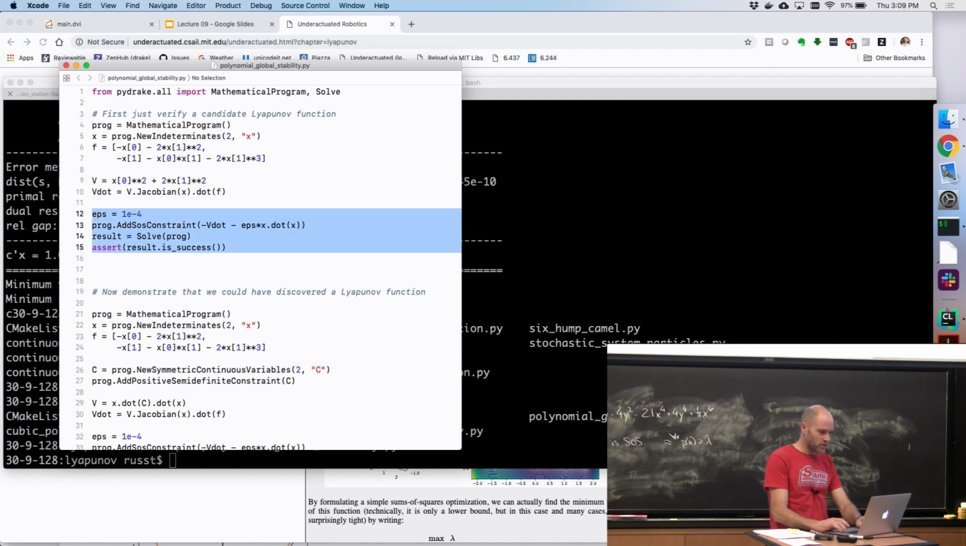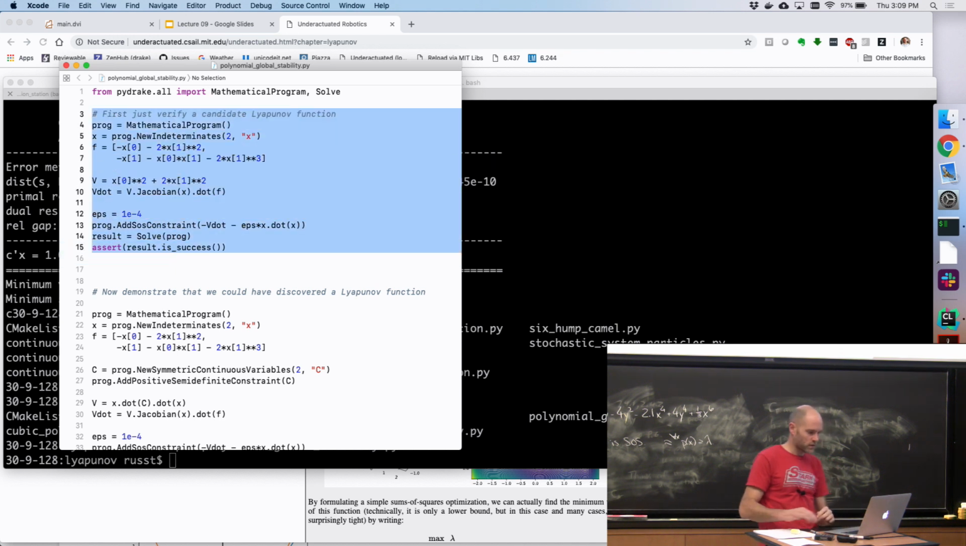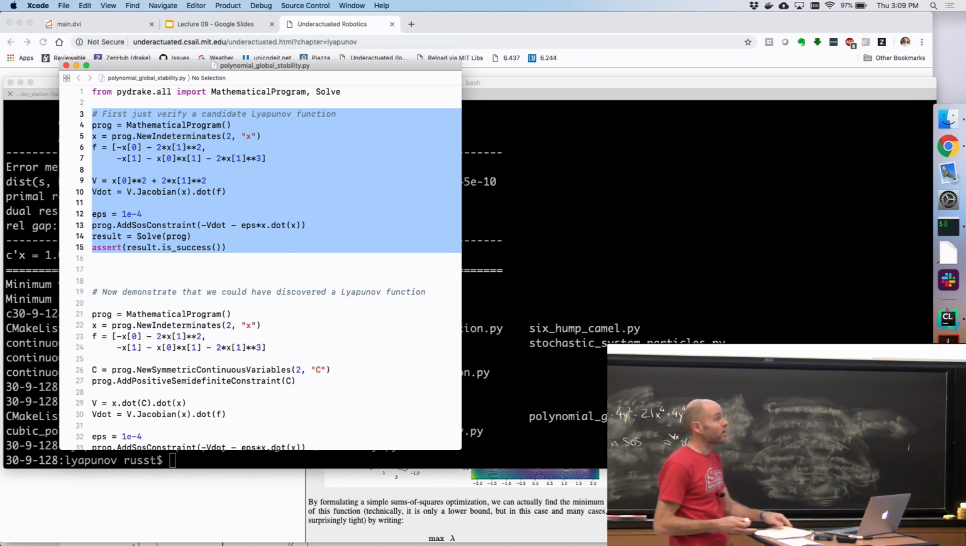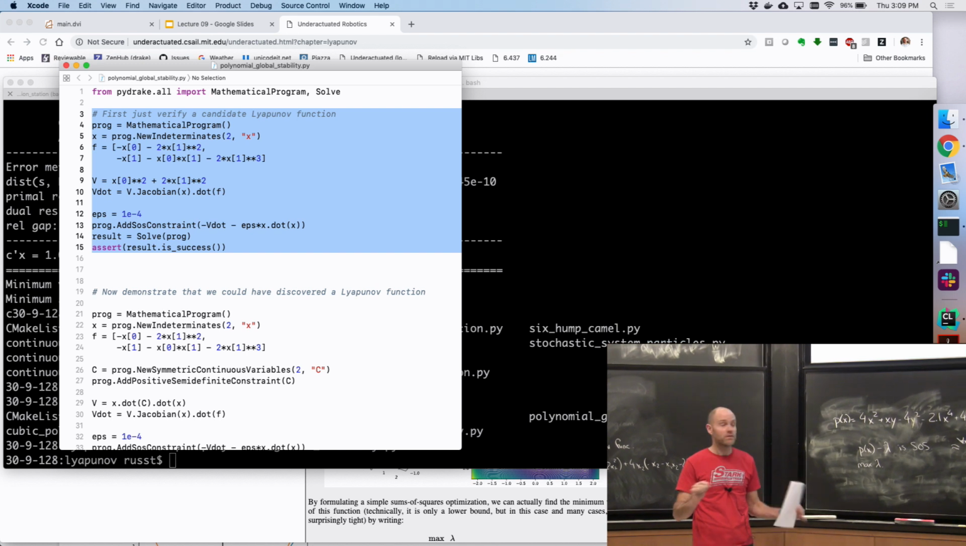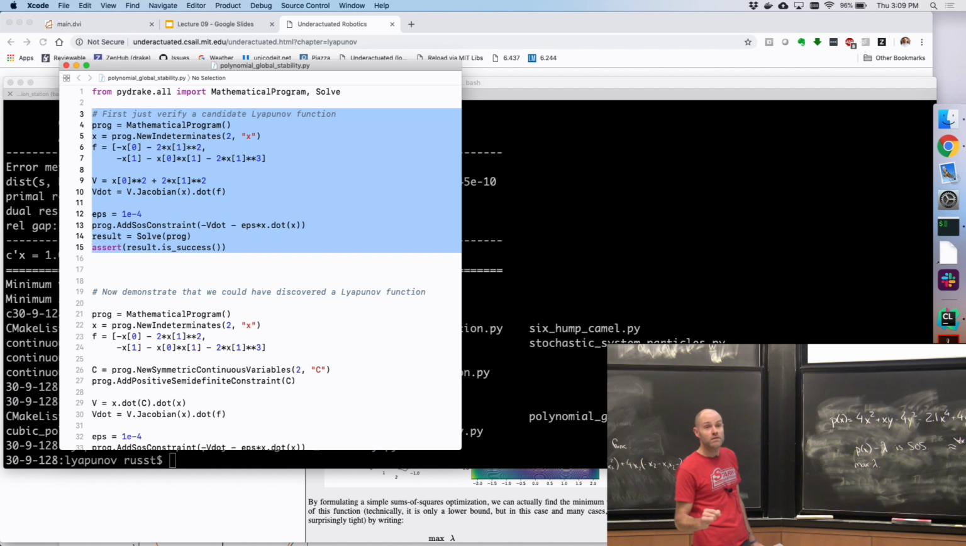And that entire problem is written right here, okay? You make a mathematical program. We're going to call x our indeterminates. They're the ones that we want our properties to hold for all x, but they are not decision variables. There's two different ideas that the solver has to understand. This idea of indeterminates, okay?